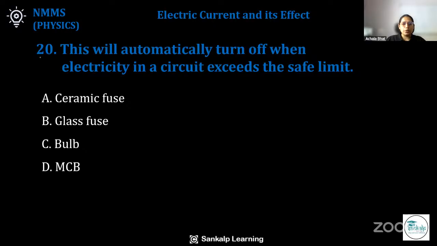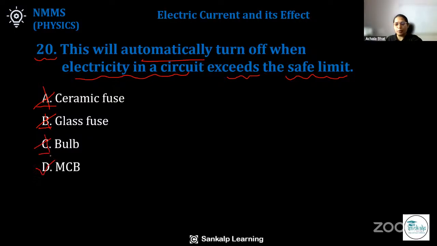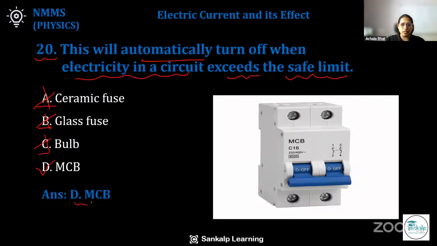Let us see question number 20 of NMMS Physics chapter Electric Current and its Effects. This will automatically turn off when electricity in a circuit exceeds the safe limit. Option A, ceramic fuse. Wrong. B, glass fuse. Wrong. C, bulb. Wrong. D, MCB. Yes, MCB is the correct answer.